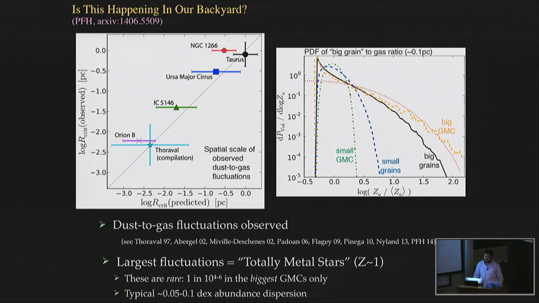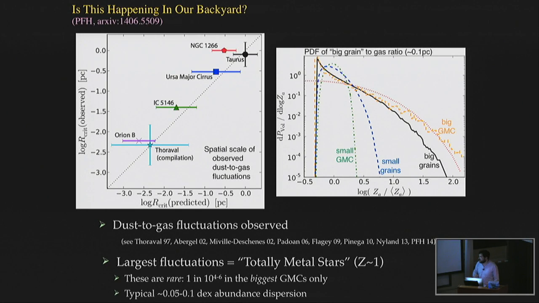That means that the metallicity in that region is 1. Not 1 times solar, it's 1. It is a half-metal region that is self-gravitating. So extrapolating to the extreme, you might form really funky objects, totally metal stars, order unity metallicity objects. And we don't actually know what these would look like, to be honest.